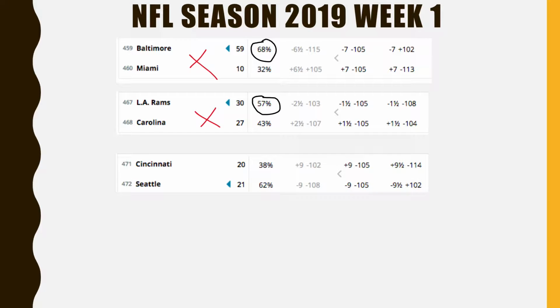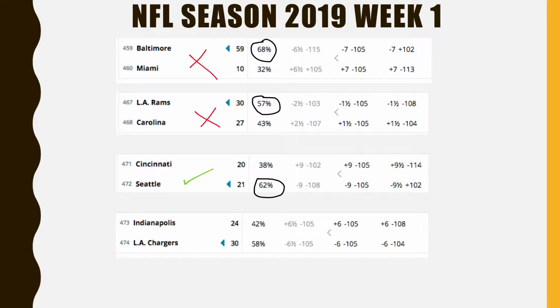Next game, we're going to pick up our first win here. 62% of the general public on Seattle, and this is a classic example of fading the public. That line was +9. Even though there was no line movement, it's almost like the odds makers knew they were going to get a ton of action on Seattle. So in order to try to even the book, so to speak, they opened up with Seattle -9, which made it Cincinnati +9. Vegas won big on this one. Again, 62% on Seattle. That means we play Cincinnati, and that would have been a win.